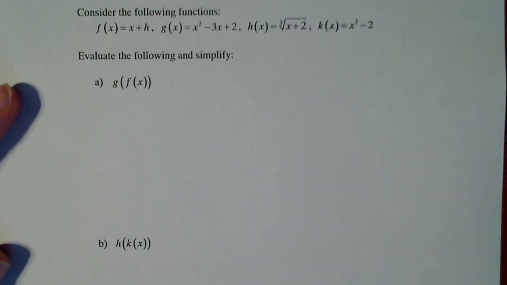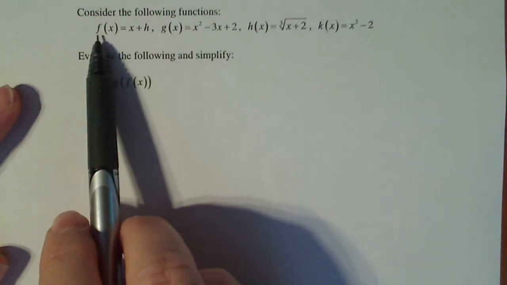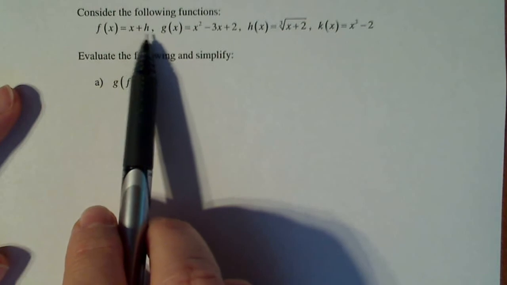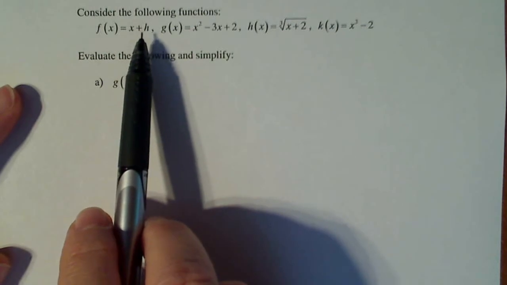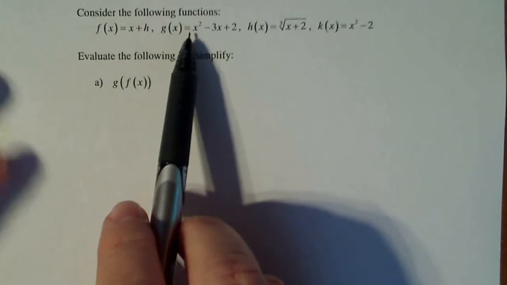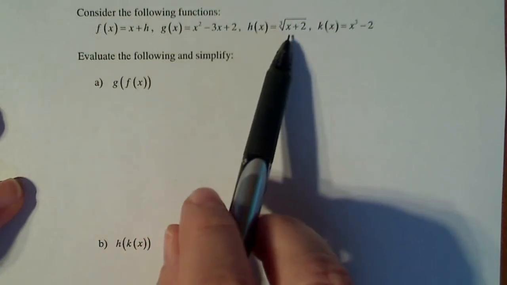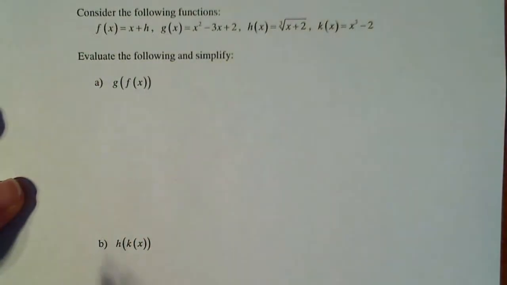This problem has parts A through F, so we're going to do several videos that correspond to this particular problem. But here's all the information that we're given. We know that the function named f is equal to x plus h, where h is just any number you want it to be. G of x is equal to x squared minus 3x plus 2. H of x is the cube root of x plus 2. K of x is x cubed minus 2.